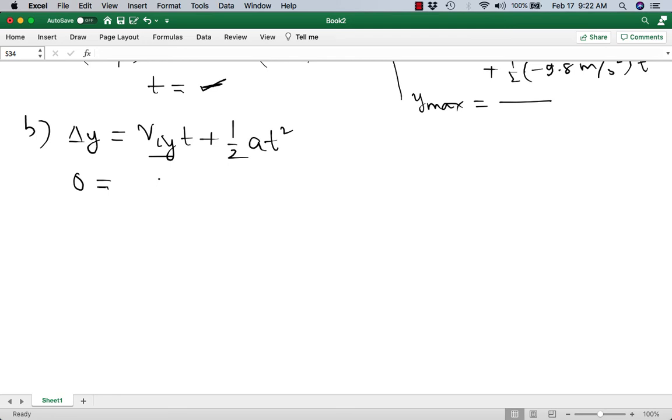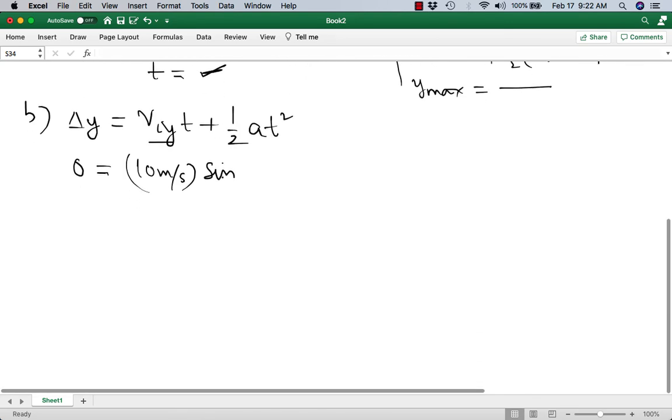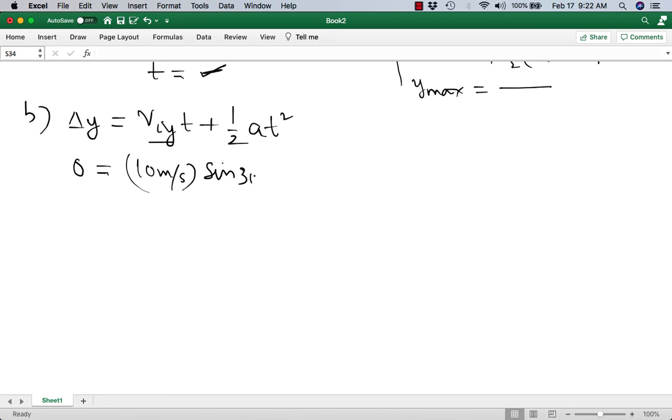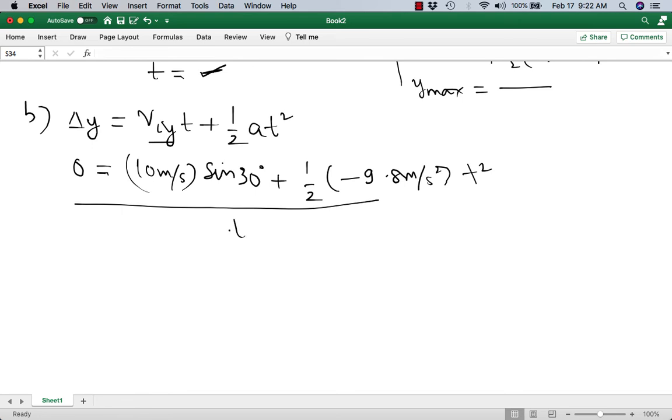This is again 10 meters per second sine 30 degrees t plus 1/2 negative 9.8 meters per second squared t squared. So you solve that for t. Okay, that's the time to reach the original height.